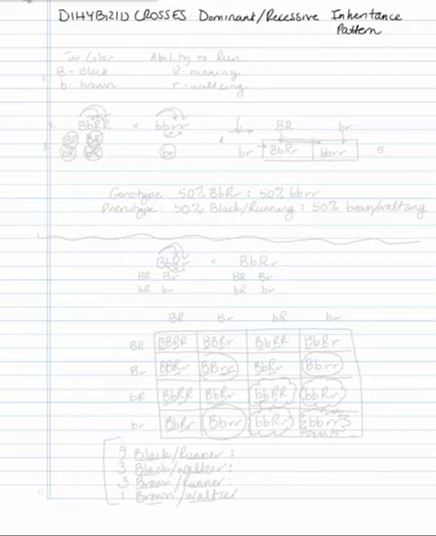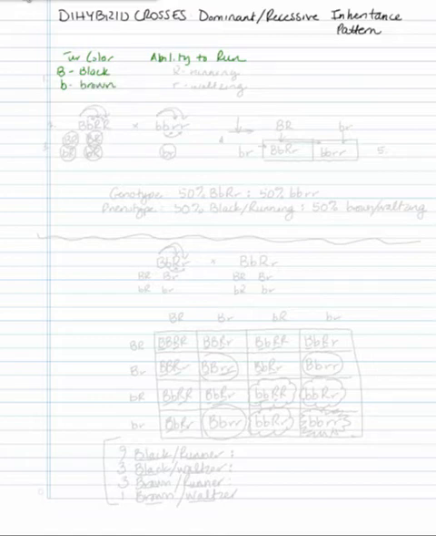One trait will be for fur color, and the other trait is going to be for their ability to run. In the case of fur color, we have a dominant allele, which we'll designate with a big B, and that's going to code for black fur. We have a recessive allele, which will code for brown fur.